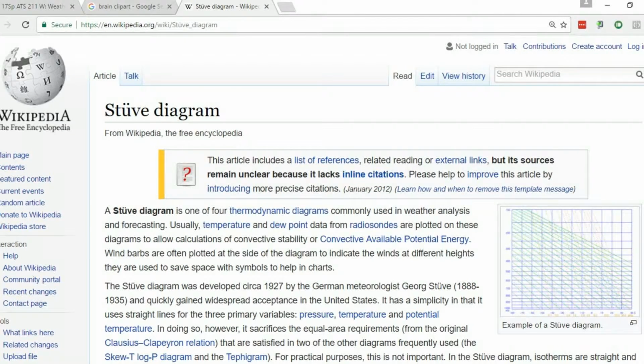For what it's worth, by the way, Stüve diagrams are named after the guy who developed them. His name was Georg Stüve, and he lived around the turn of the 20th century. And he was a meteorologist in Germany who came up with this type of diagram as a way of visualizing the data that came from radiosondes. And let's not minimize how big of an idea that was.